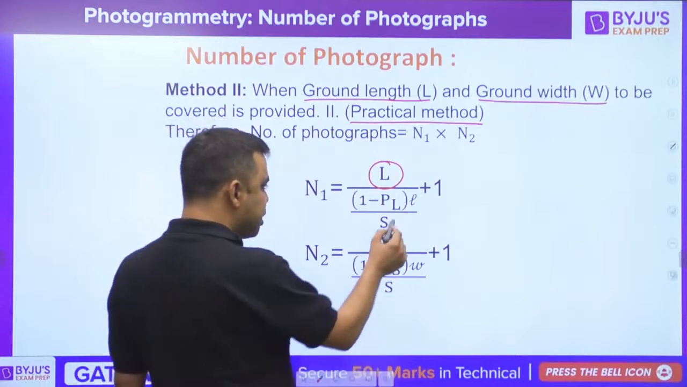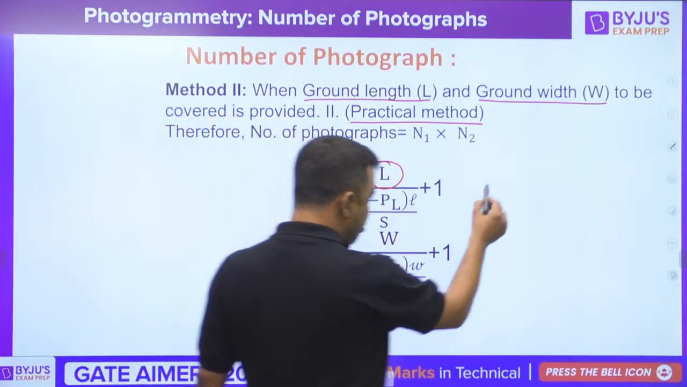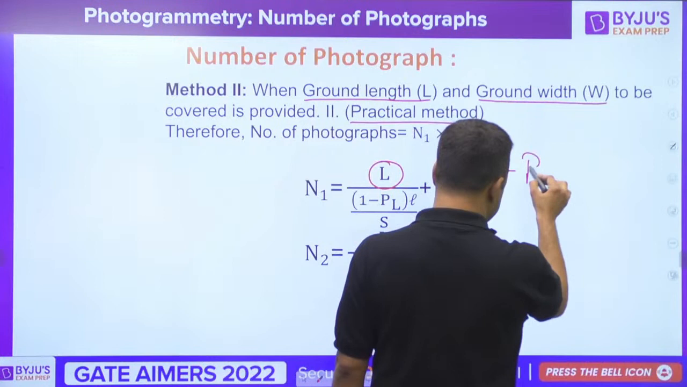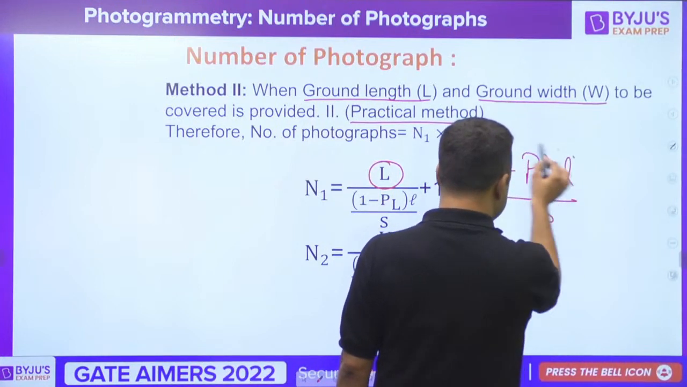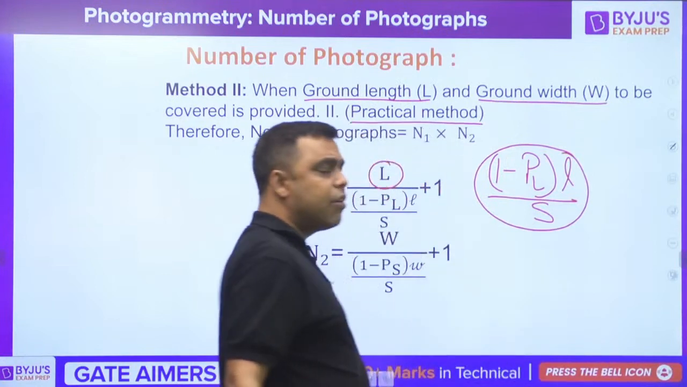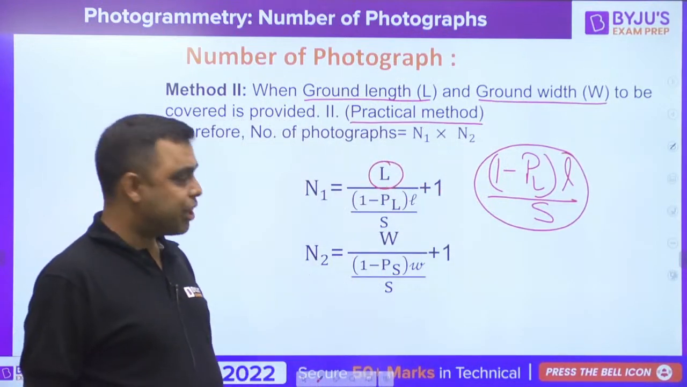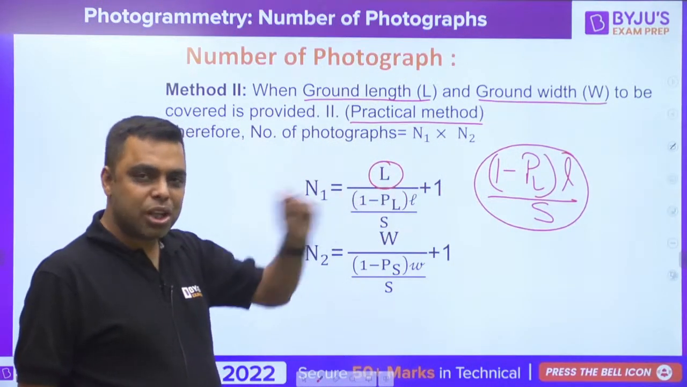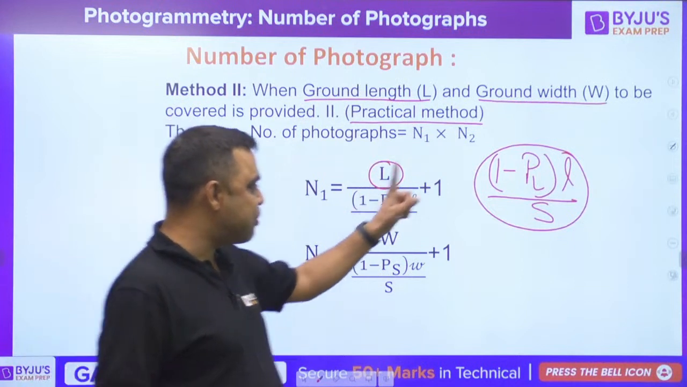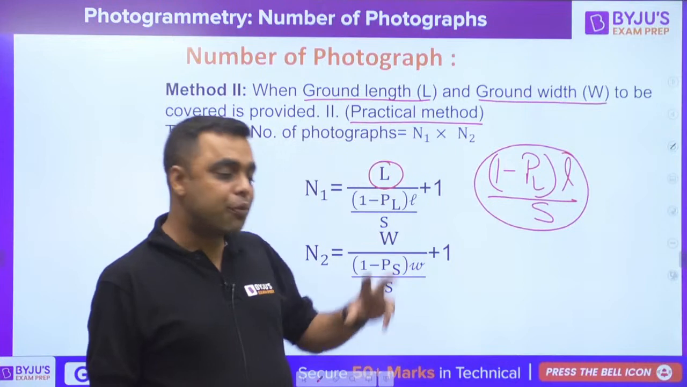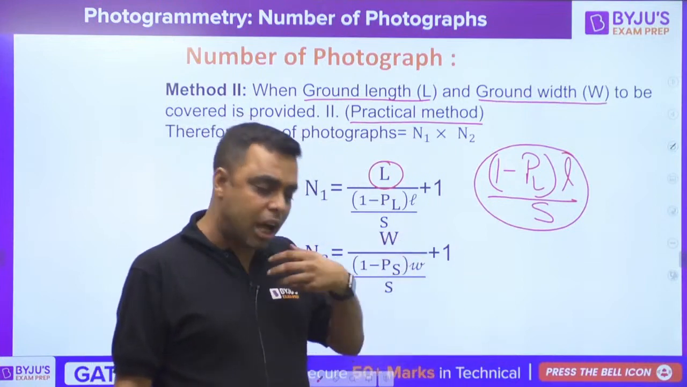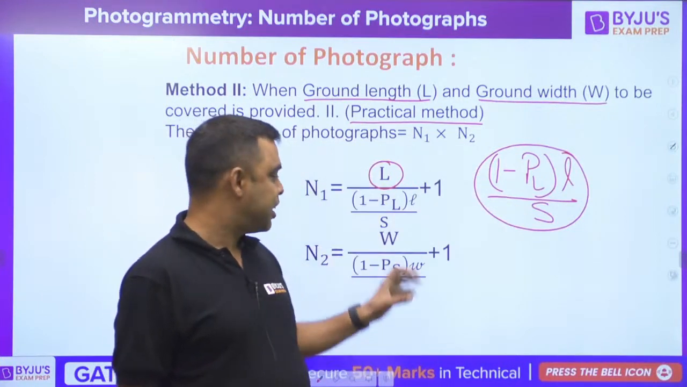So guys, basically this is what? Now you can check, (1 minus PL) into l by S. This is my ground length to be covered by one photograph. Right? So capital L is the total ground length which is to be covered, and this is the ground length which is to be covered by one photograph. So we divide them, and we get the total number of photographs in the direction of length.